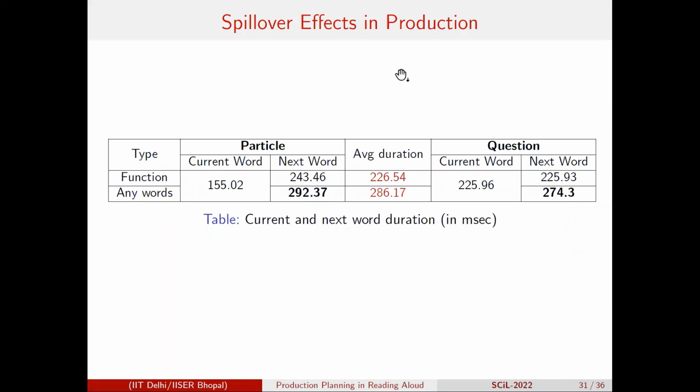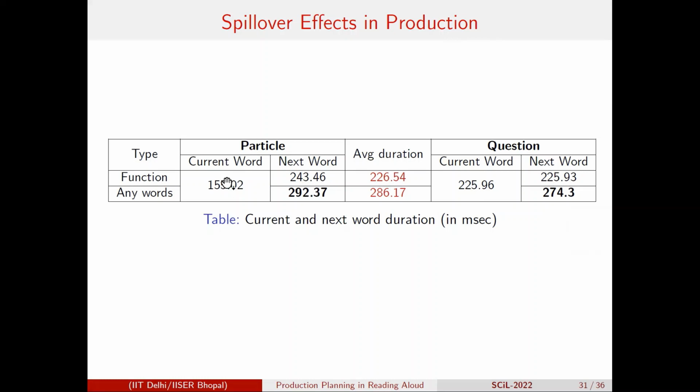So we went deeper into the data, and we found that indeed there are two classes of function words, such as particles and question words, which are short words, but involve complex mental lexical operations such as movement or linking in the sentence. These complex operations suggest that there is some kind of spillover effect. So that's exactly what we find.